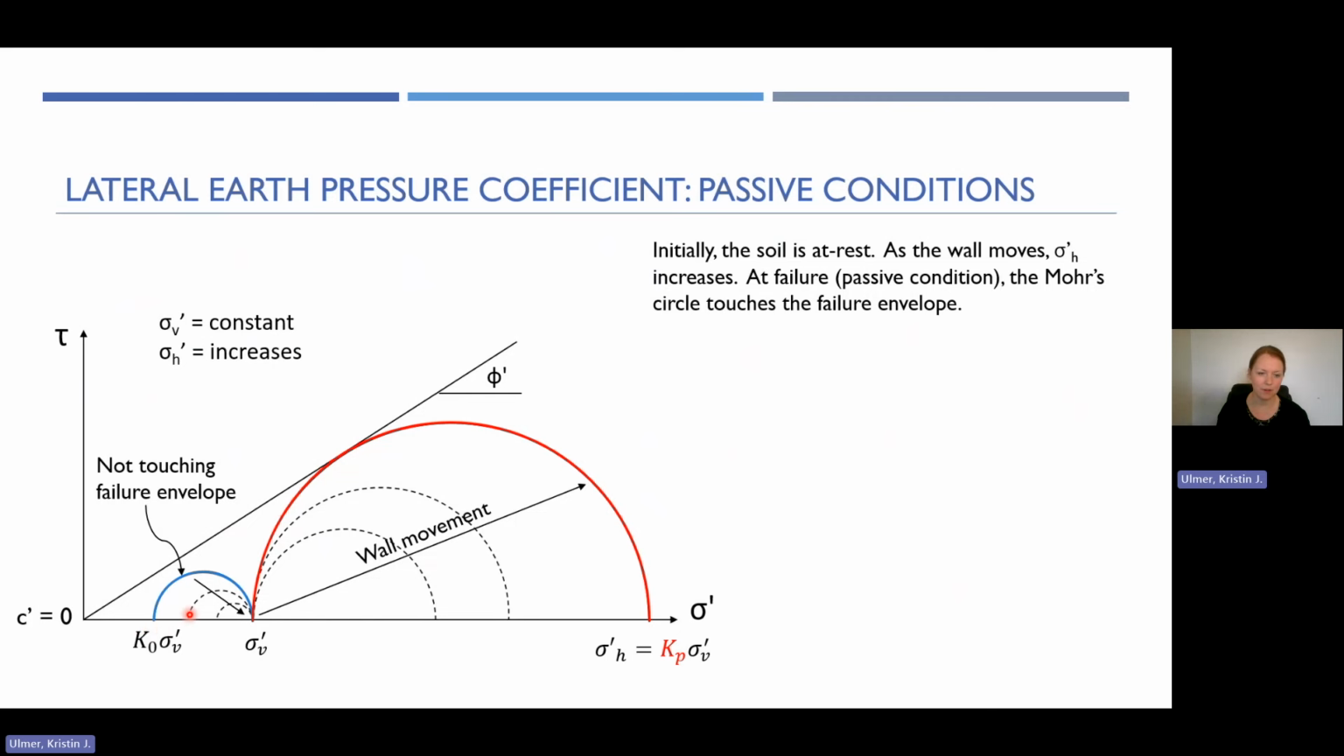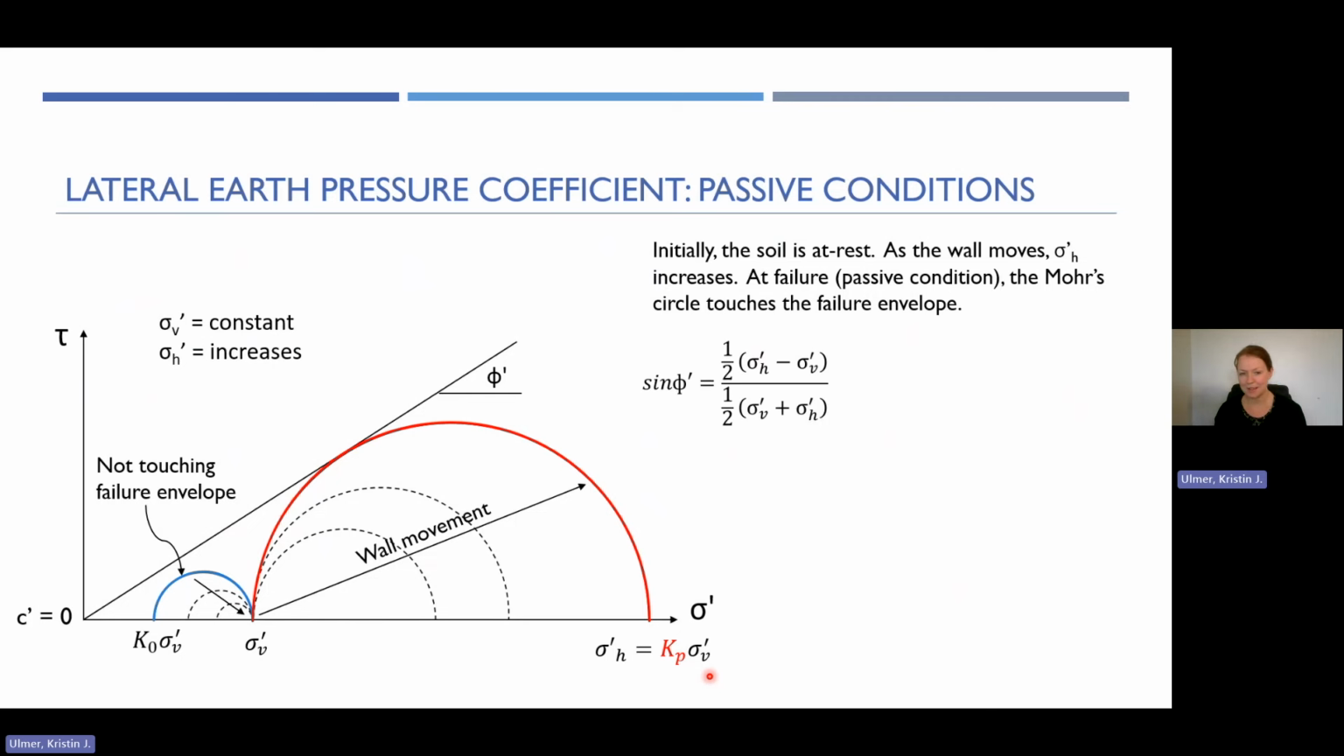And as that happens, at first your Mohr circle is going to shrink, right? You'll move this direction until your sigma prime H surpasses your vertical stress, right? You'll move it all the way out here until the circle that you draw actually touches the strength envelope, or the failure envelope. So at that point, we have this Kp multiplier times your sigma prime V. That's your passive lateral earth pressure coefficient. Very similar to the active one, but now computed a little bit differently.